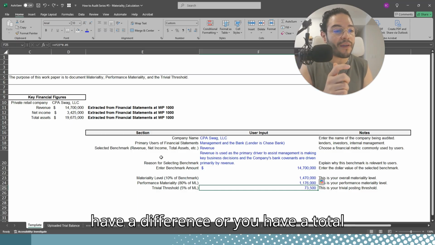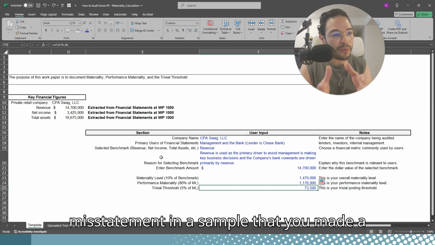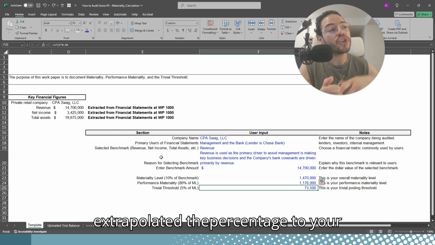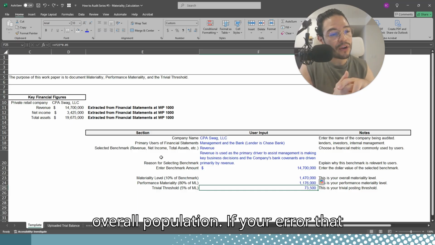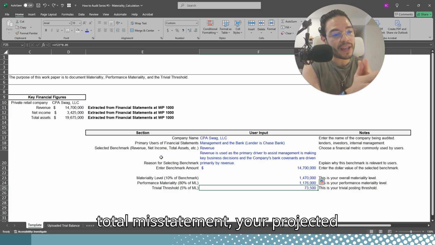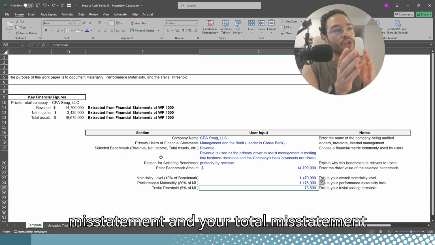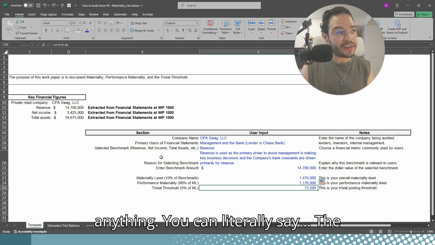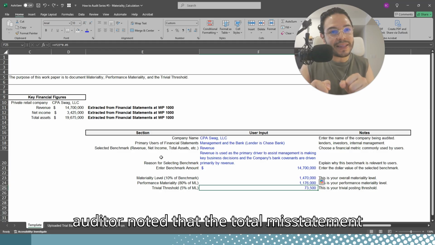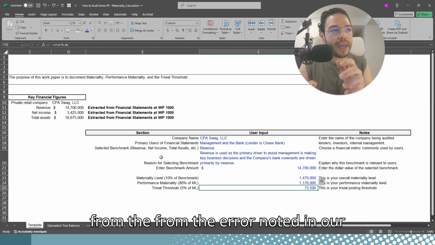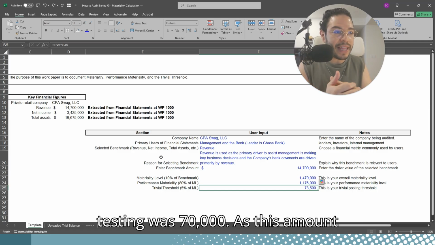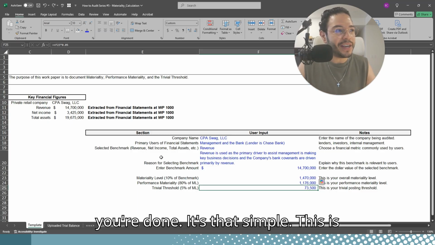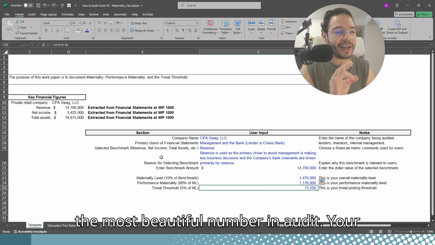Let's say you have a total misstatement in a sample that you made, a non-statistical sample, or you extrapolated the error percentage to your overall population. If your projected misstatement and your total misstatement are below 73,500, you don't need to do anything. You can literally say, the auditor noted that the total misstatement from the error noted in our testing was 70,000. As this amount is below the trivial threshold, the auditor will pass on further work. And you're done. It's that simple. This is the most beautiful number in audit, your trivial threshold.